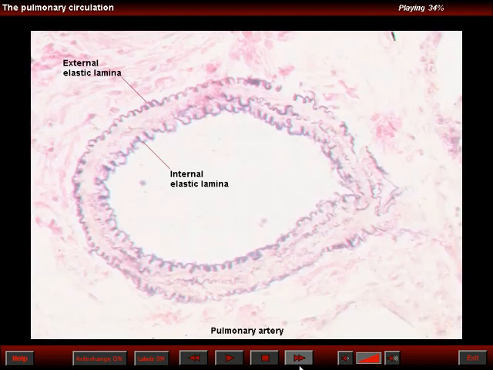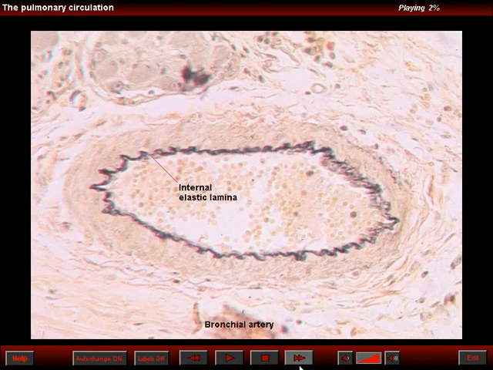The pulmonary arteries have an internal and an external elastic lamina, as seen in this slide. The bronchial arteries have only an internal elastic lamina. That's why when pathologists look at cross-sections of these vessels in the lung, enlarged bronchial arteries can be readily distinguished from pulmonary arteries.